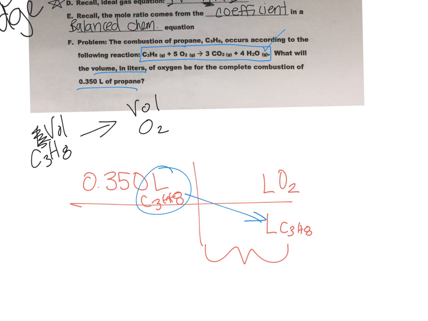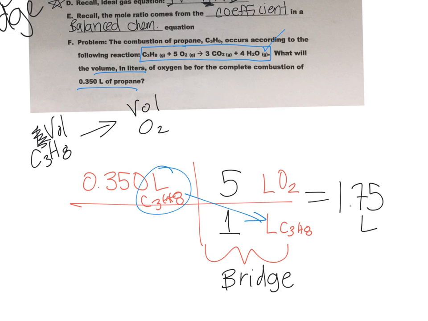Okay? When we go to fill this in, we are using coefficients because this is my bridge or my ratio. So looking at the balanced equation, what does propane have? A 1. What does oxygen have by it? A 5. All right, and you are ready to put that into the calculator. So go ahead and type that into the calculator. Oh, okay, 1.75, good. All right, 1.75 liters O2, and you're done, okay?